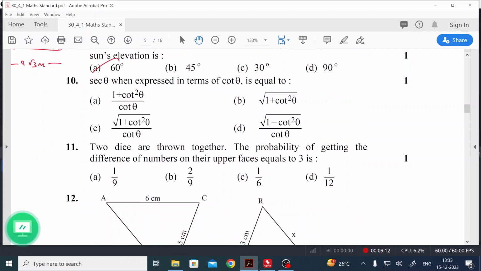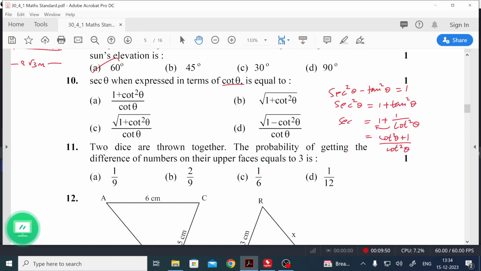Now secant theta when expressed in terms of cot theta, how you will write secant, like that they are asking. We know the identity secant square theta minus tan square theta is equal to 1. Okay. And here secant theta only they asked. So you send minus tan square opposite. 1 plus tan square theta you will be getting, right. They asked in terms of cot. Tan we can change to cot like 1 by cot. Am I right, children? You take cross multiply. So what you will be getting? Cot square theta plus 1 divided by cot square theta. This is everything secant square theta.